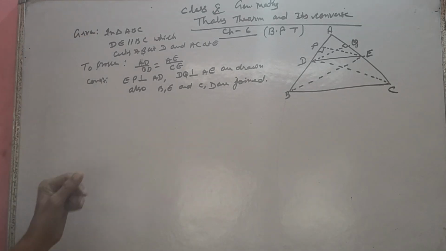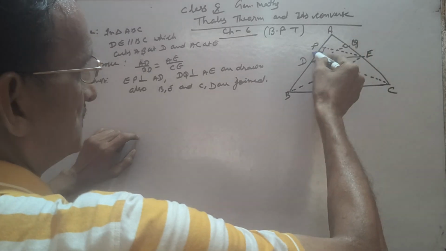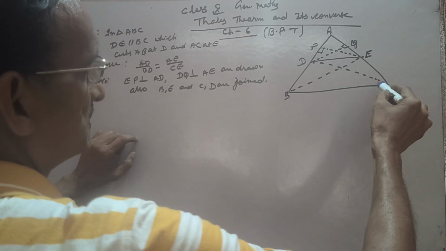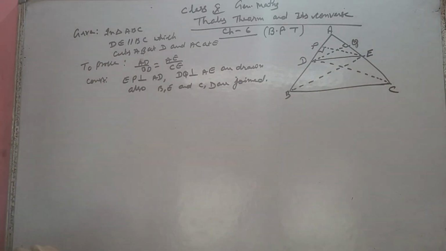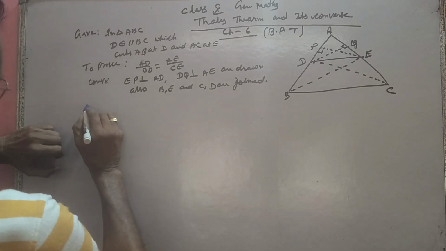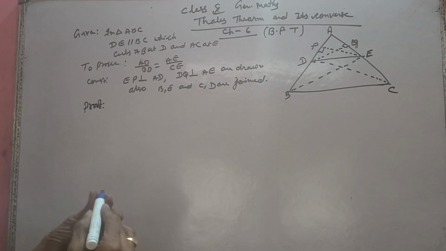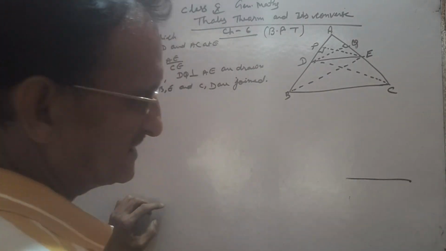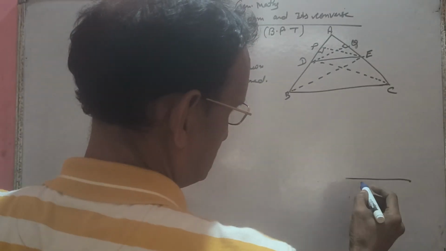To prove this theorem, we need to do some construction. We will draw EP perpendicular to AB and DQ perpendicular to AC, and also join BE and CD. So I have written all this. Now we will start the proof. See, one important basic concept theorem, we might have done in earlier classes.